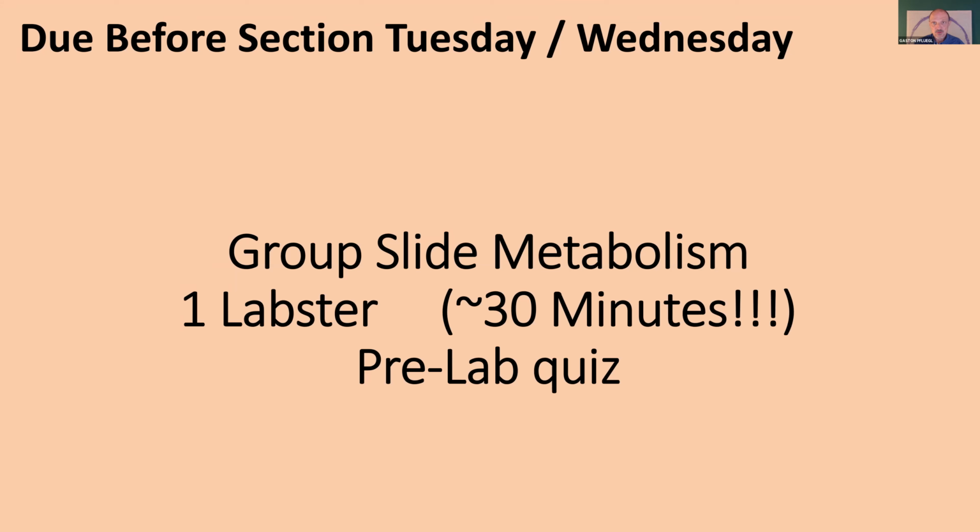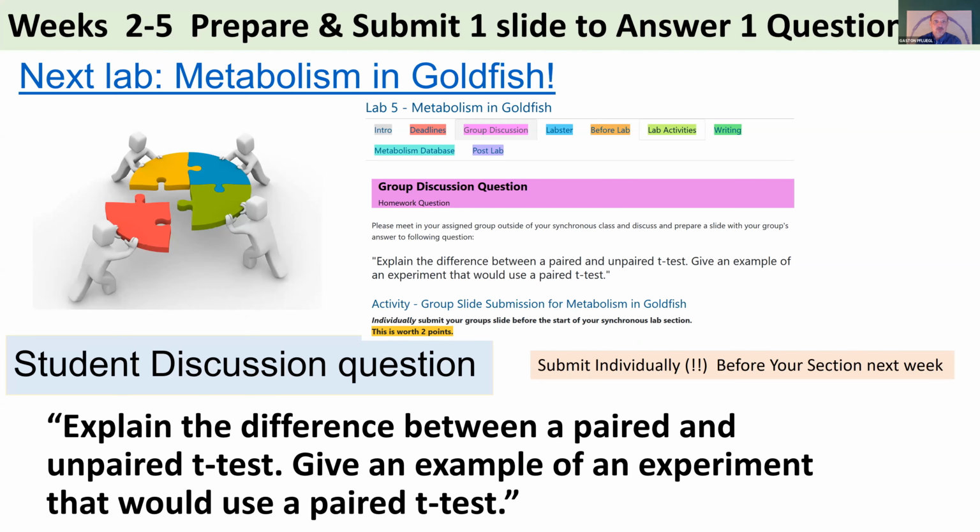Before section Tuesday, which is in 2 days, or Wednesday, depending on when your section is, the group slide for metabolism is due. The labs have 30 minutes and the pre-lab quiz, so make sure you have enough time before going to your section. That's the introductory slide for metabolism in Goldfish. You are submitting a slide before section, and the topic is to explain the difference between a paired and an unpaired t-test. That's important because you're going to be using a paired t-test for the Goldfish lab. And then give an example of an experiment that would use a paired t-test.